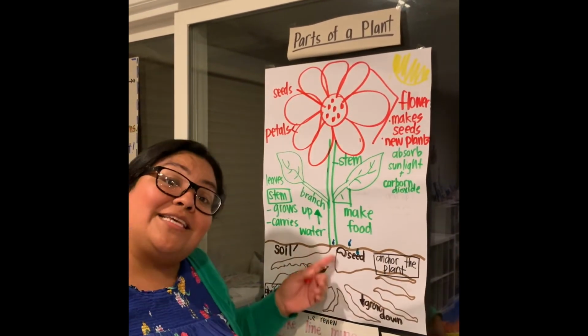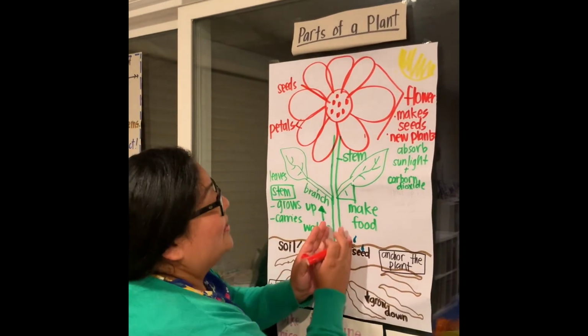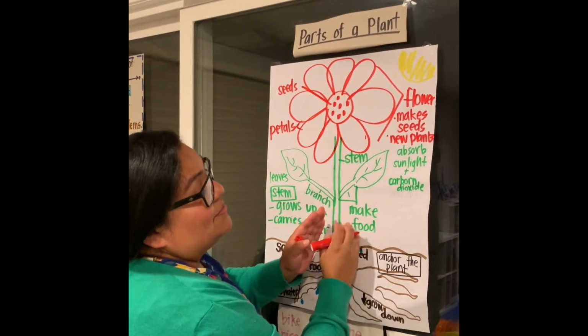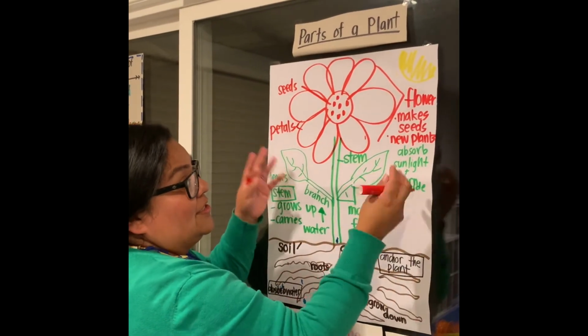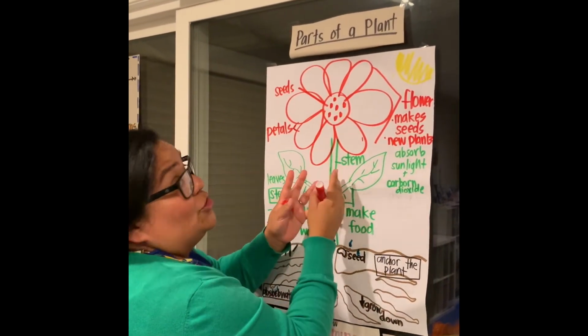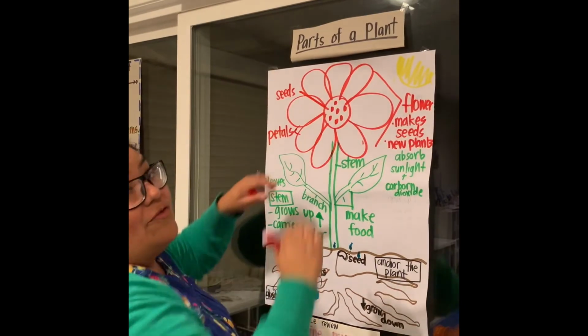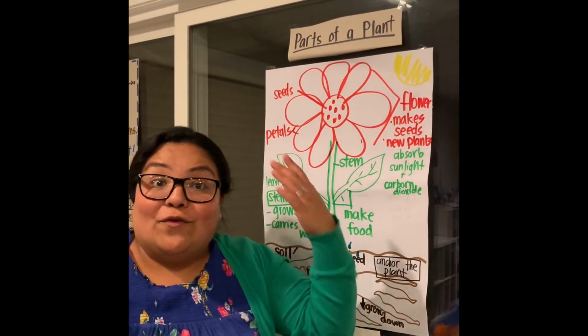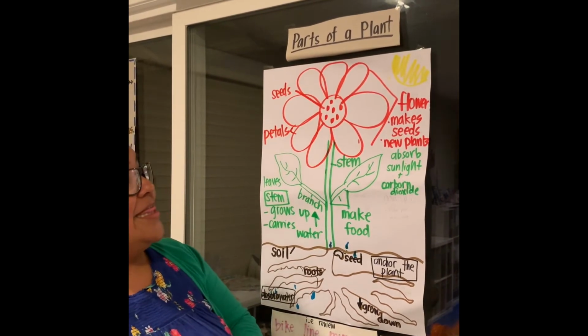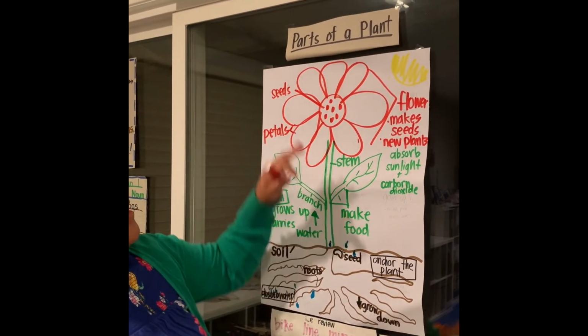A seed makes the roots, makes the stem going up. The stem takes the water and they mix it with sunlight and carbon dioxide and it sends sugary food, and it makes this beautiful flower, and it drops the seeds again, and it keeps going over and over and over again, boys and girls. These are the different parts of a plant.